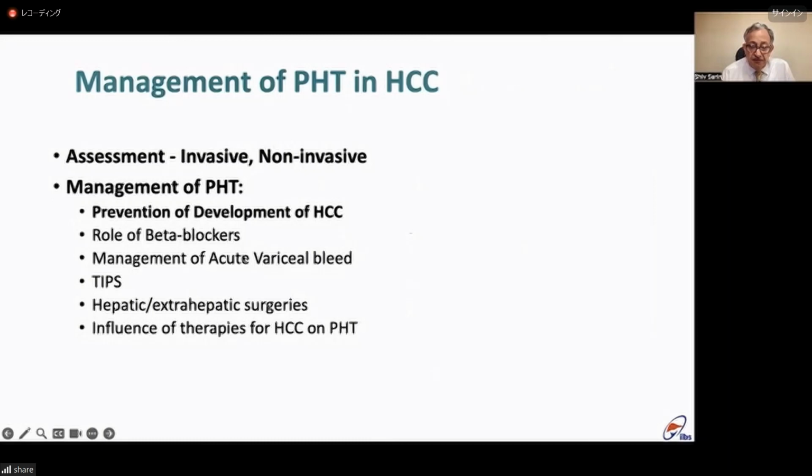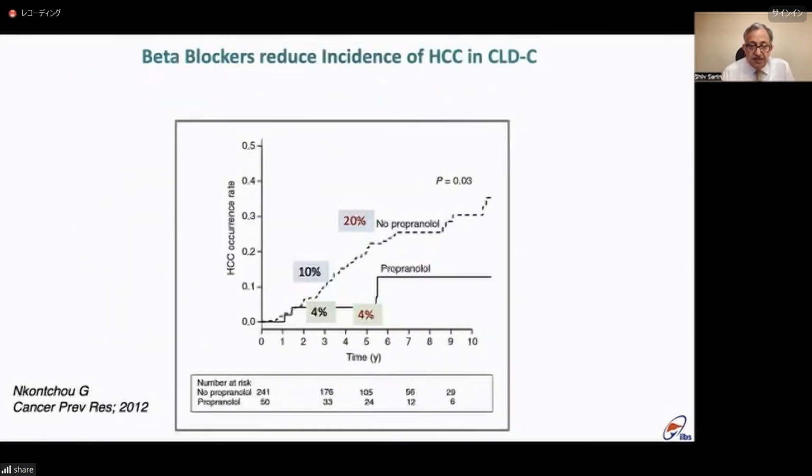We have to prevent the development of portal hypertension. Now here, those patients of HCC with chronic liver disease due to hepatitis C, those who received propranolol along with treatment for hep C, even for 5 years, the HCC occurrence rate was lower. In a patient with cirrhosis who has got hepatitis C, if you give no propranolol, development of HCC is 5 times more. So giving beta blockers prevents development of HCC in hepatitis C.